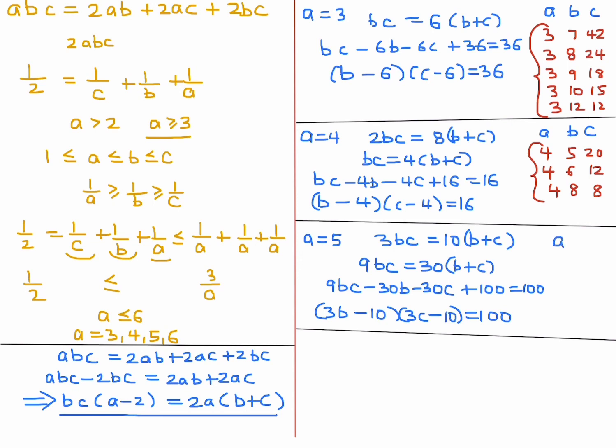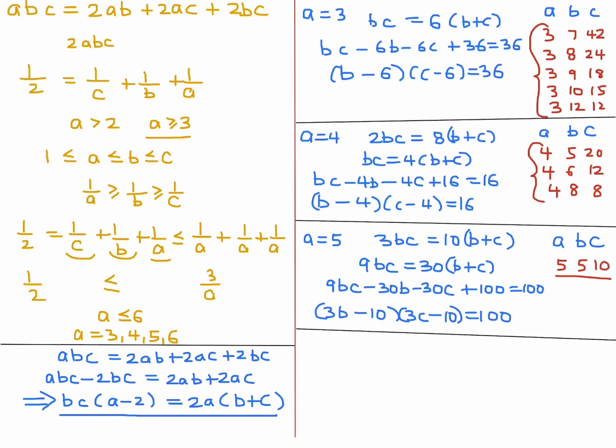And again, the hope is that factoring will help you recognize the triples. And in this case, there's only one, that is 5 and 10. And the value for A is 5.